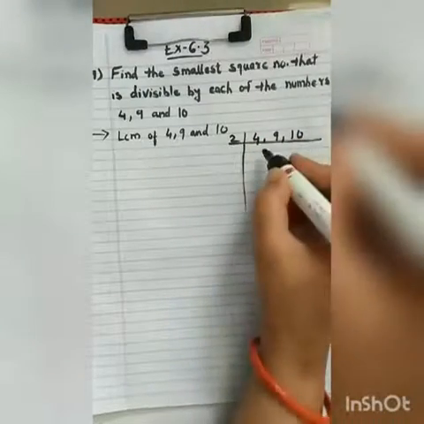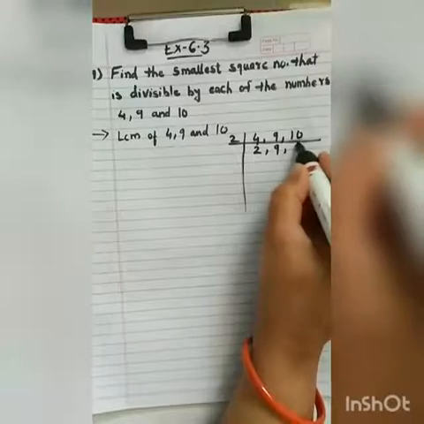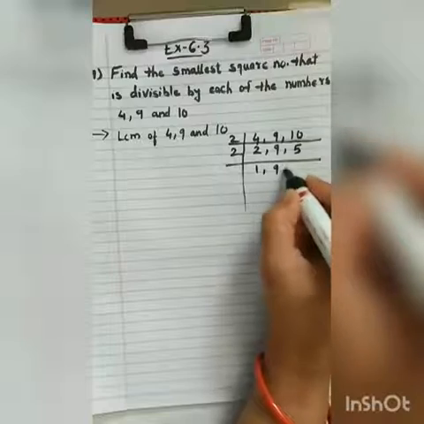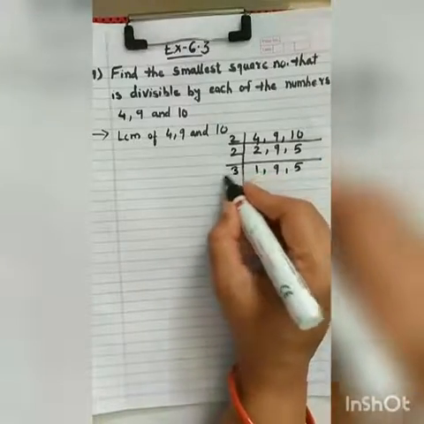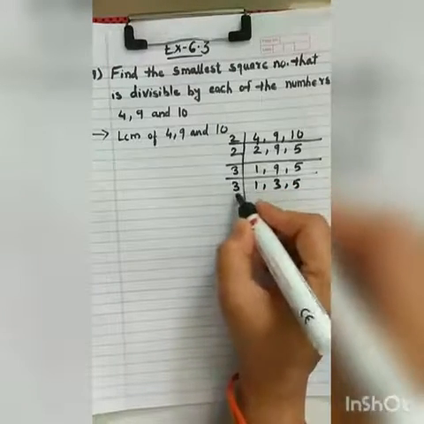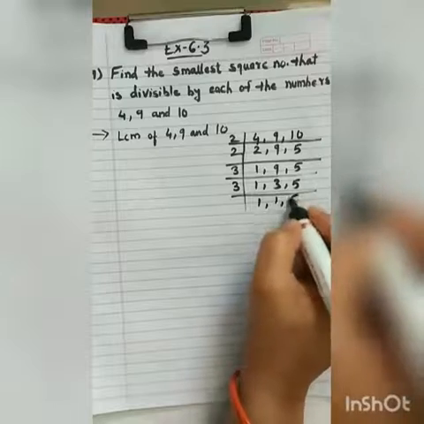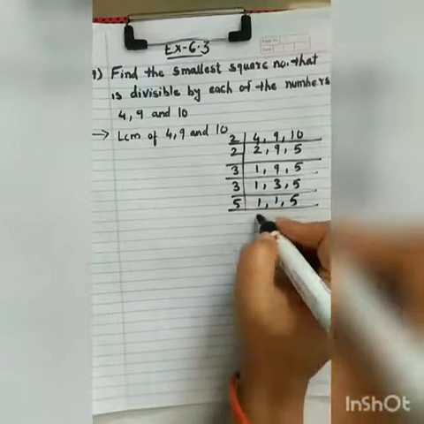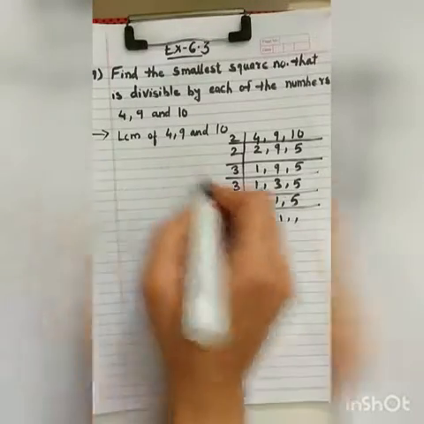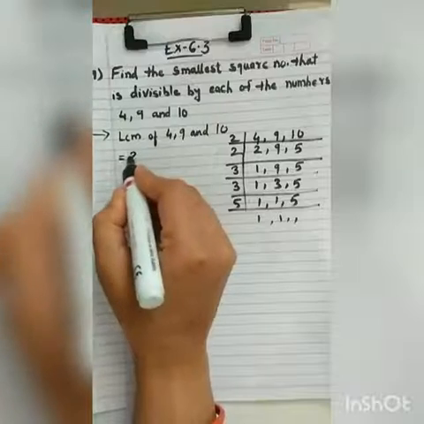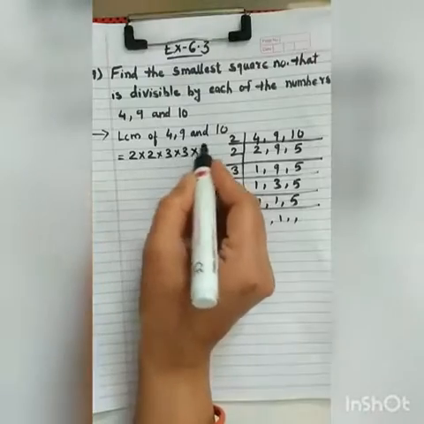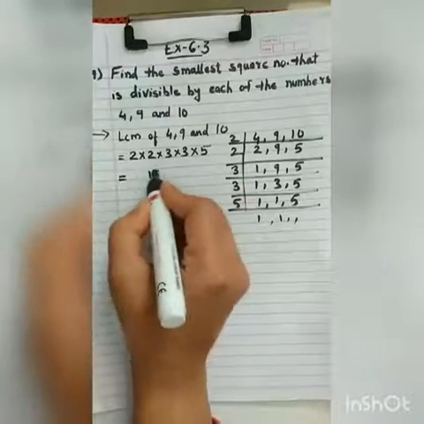By 2, it is 2, 9 will be as it is, 10 will become 5. Again by 2, it will be 1, 9 as it is, 5 as it is. By 3, it is 3, 5. By 3, it will be 1, 1 and 5. And by 5 it is 1, 1 and 1. After finding the factors of the LCM, we multiply to find the LCM: 2 into 2 into 3 into 3 into 5, which equals 180.